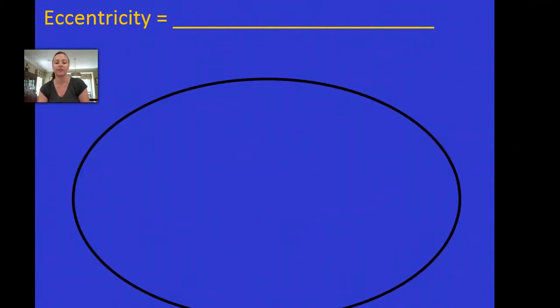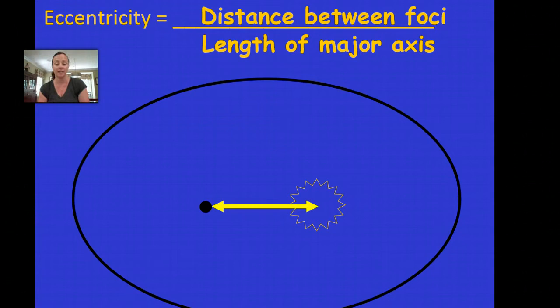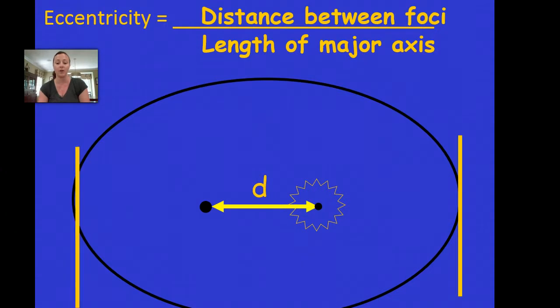So let's get a visual of what we're talking about here. Here is our ellipse. You see the sun is at 1 focus, and the invisible spot is at the 2nd focus. So if we have the distance between the foci over the length of the major axis as our formula, the distance between the foci is that space that we have to measure, and we divide it by the major axis, which is taking the widest part of the ellipse and measuring it through the center of the foci.